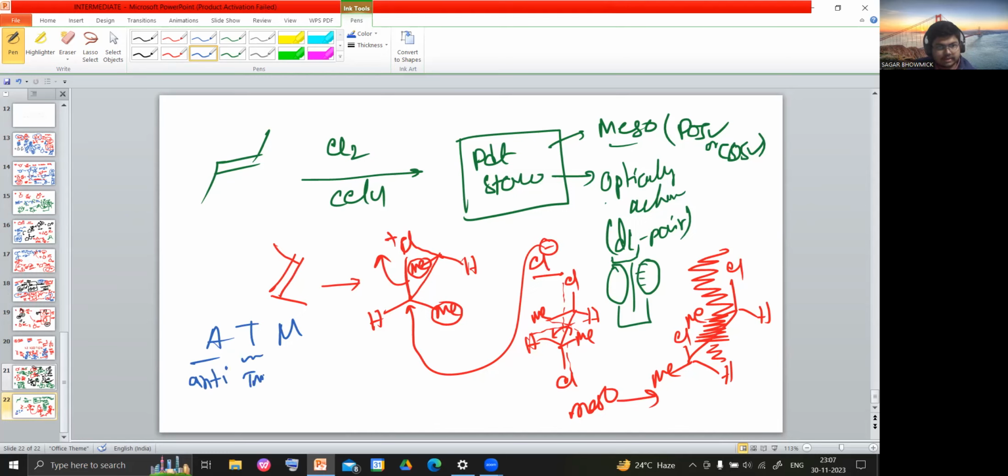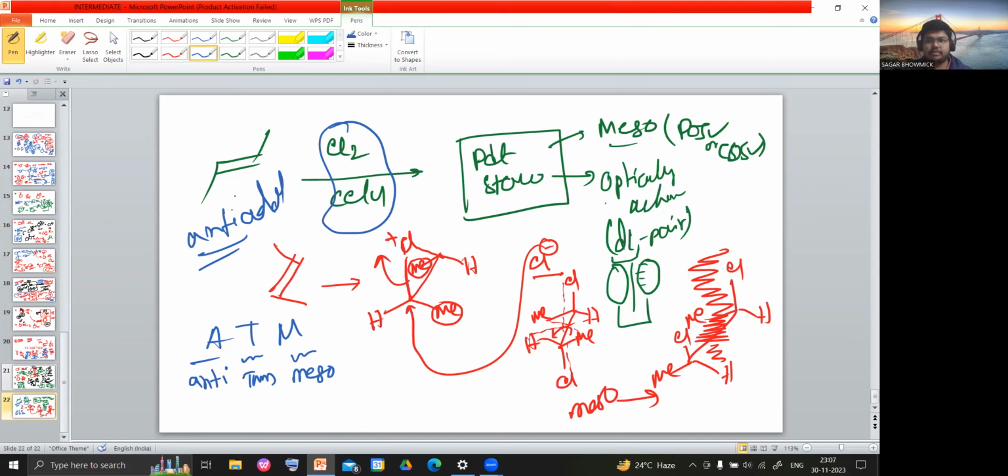This is trans. M for meso. Anti means anti-addition. We know Cl2 addition is anti-addition. In many reactions, you can observe syn addition. For example, KMnO4 addition and osmium tetroxide addition are actually syn additions. So in chemistry, there are syn additions also.